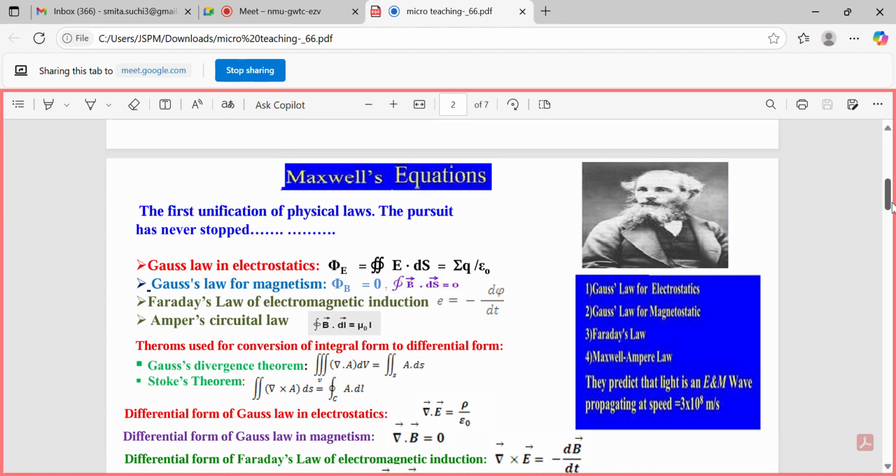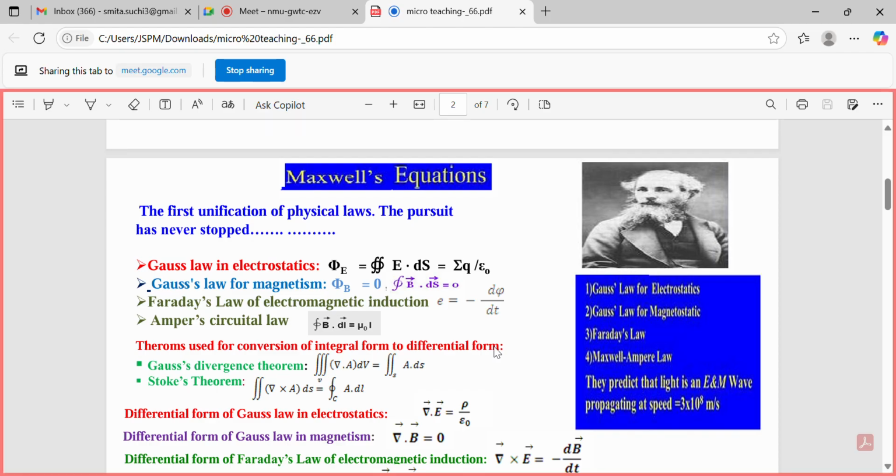What Maxwell has done is modify the existing form of the laws mathematically into differential form without changing the concept of the laws. That means the laws remain invariant when he transformed the integral form of the existing laws to differential form. I have written the different forms of Maxwell's equations here. The first equation is Gauss's law in electrostatics, that is phi E, the net electric flux over a closed surface, equal to 1 by epsilon naught times the total charge enclosed in the Gaussian surface.